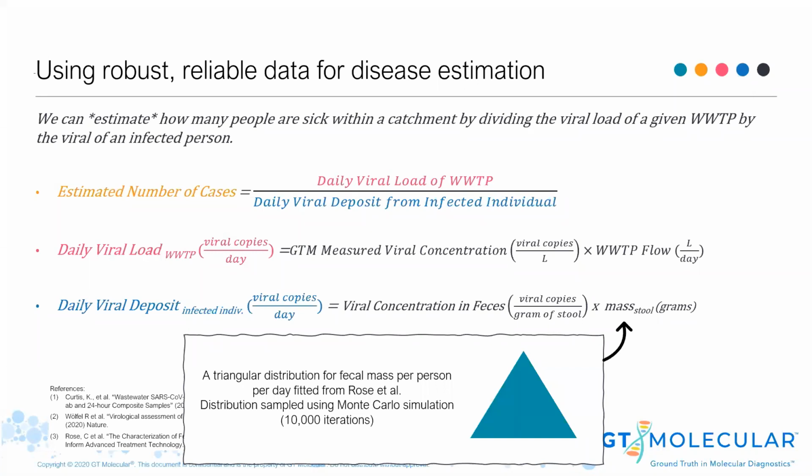While this method provides a way to translate viral copies per liter, a somewhat abstract measurement, into a tangible piece of data that's easier to conceptualize, such as cases within a town, this model and all models currently in use for this purpose rely on several key assumptions.